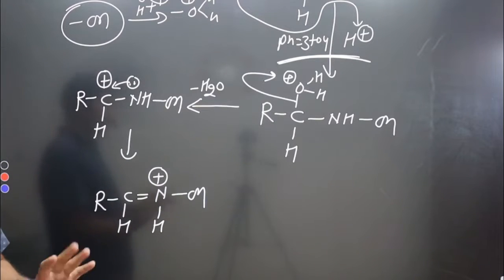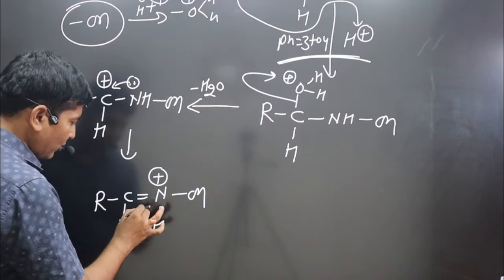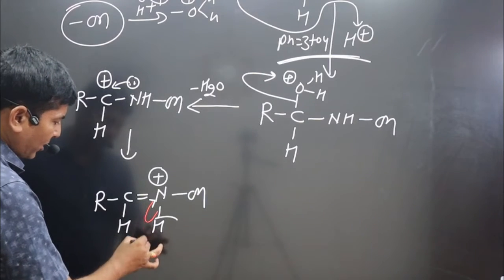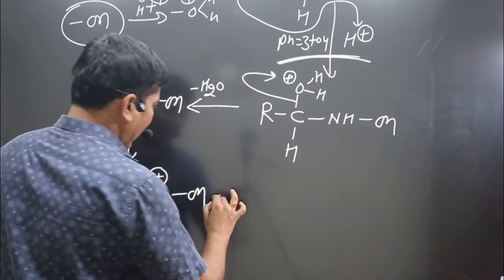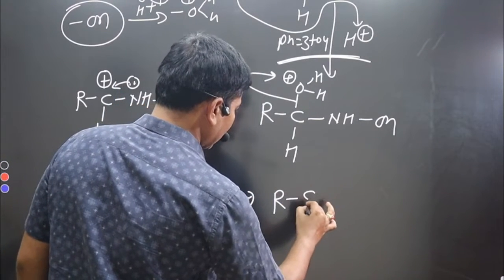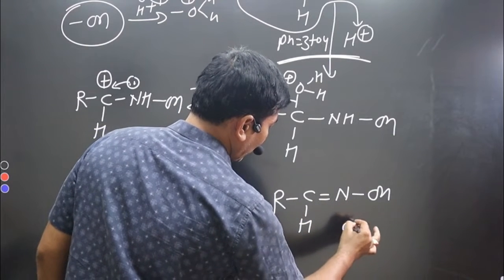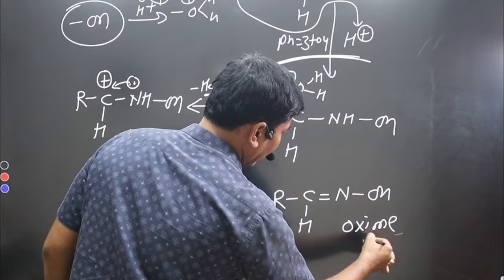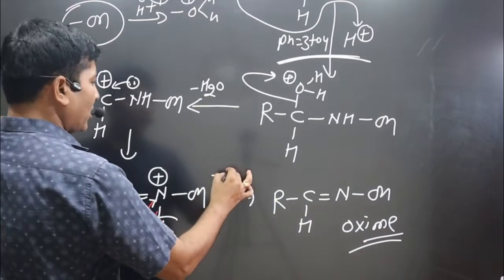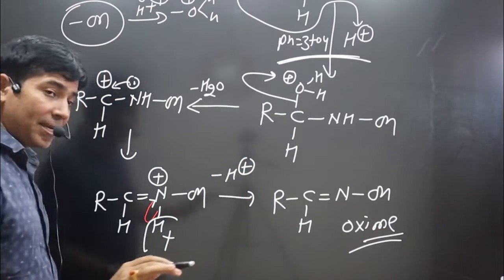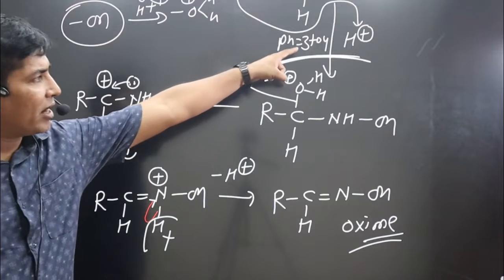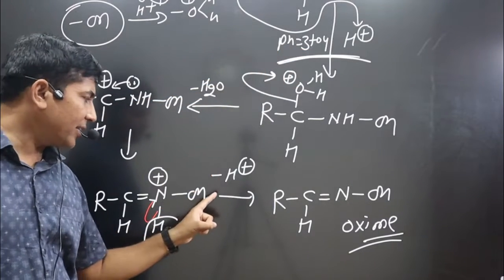Nitrogen is in a highly unstable state. So as a result, nitrogen pulls electron density from hydrogen. From here H plus ion is liberated. As a result, we get RCH double bond N OH. This is the final product we have. You can see from here H plus ion is liberated. Now whatever H plus ion we had taken here, the same H plus ion is liberated here also.